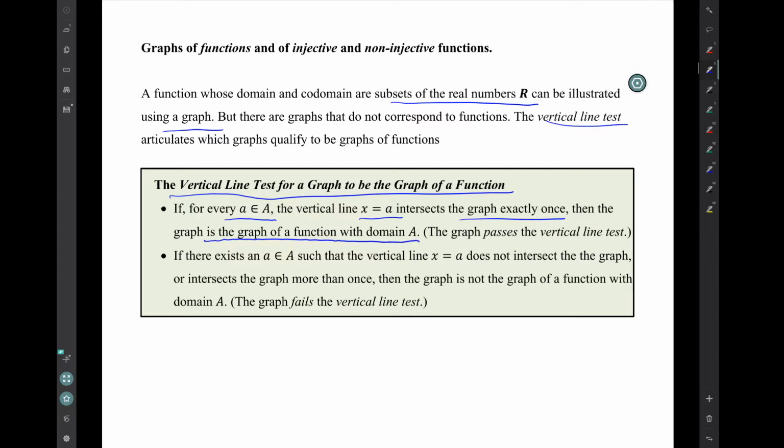That is, you say that the graph passes the vertical line test. On the other hand, if there exists a little a in the set capital A such that the vertical line x equals a does not intersect the graph or intersects the graph more than once, then the graph is not the graph of a function, and we say that the graph fails the vertical line test.